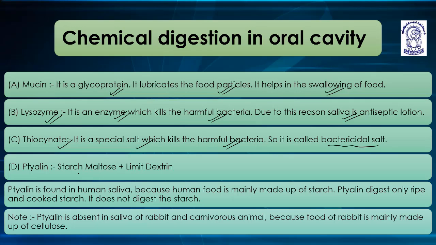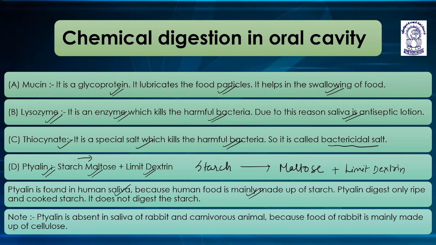Then ptyalin: starch to maltose plus limit dextrin. Ptyalin is basically a salivary amylase. It converts starch into maltose, meaning it breaks starch into maltose, and in limited amount dextrin is formed. Ptyalin is found in human saliva because human food is mainly made up of starch.